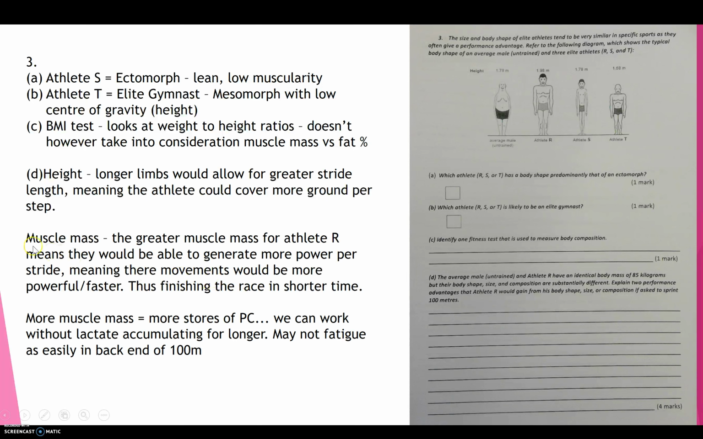But also muscle mass, which most people covered. Greater muscle mass for athlete R means they would be able to generate more power per stride, meaning their movements would be more powerful, faster, thus finishing the race in a shorter time. I think it was Daniel that wrote, with more muscle mass, it also has more stores of PC, so we can work without lactate accumulating for longer, and may not fatigue as easily in the back end of 100 metres. So that was a really good answer.